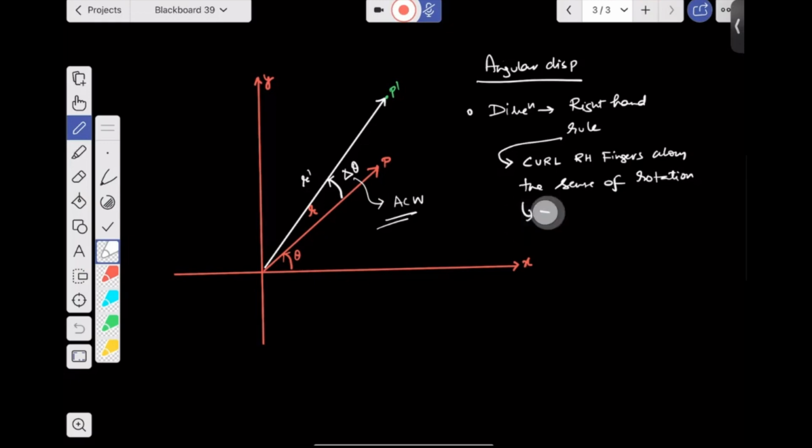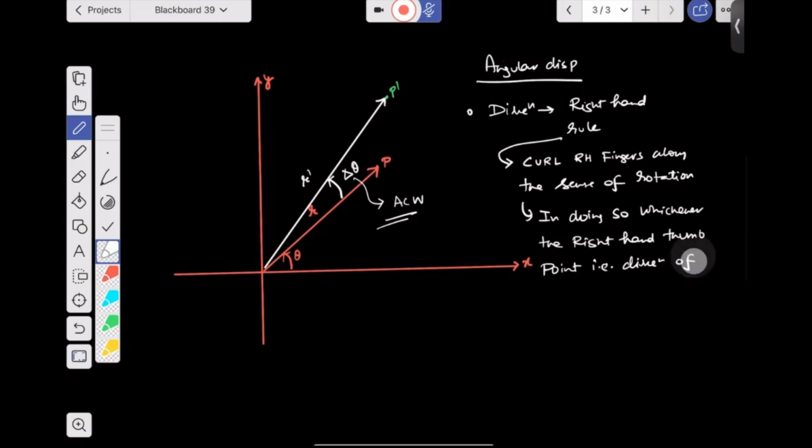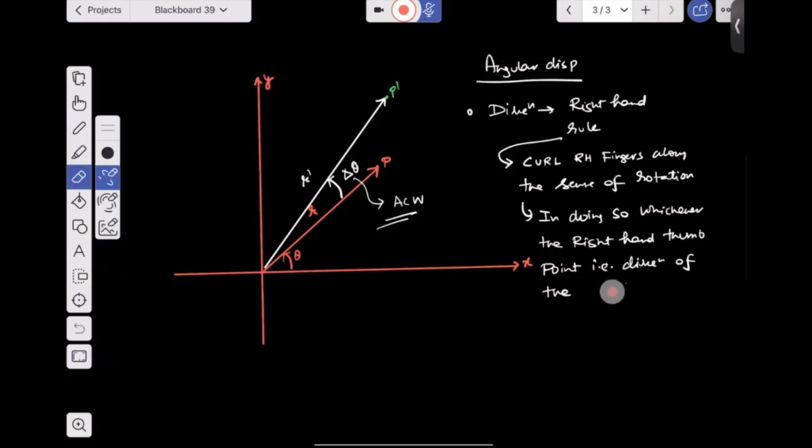In doing so, we will have an anti-clockwise rotation, sir. Yes, correct. Whichever way the right hand thumb points, that is the direction of the angular displacement.